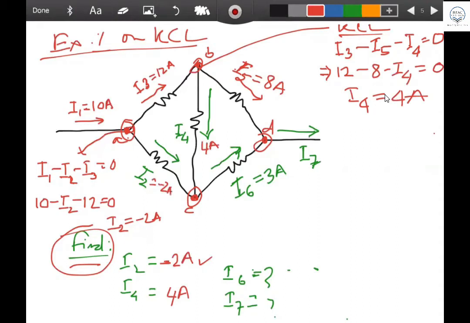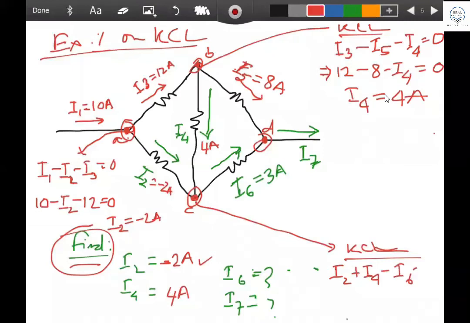Good. Now C and D, these are the two. I'm going to go to C. If I go to C, what is the KCL here? At C: I2 plus I4 minus I6. Good. Excellent. I2 plus I4 minus I6 equal to 0. Anybody got a question? Tell me. Good. And I2 equal to what? I2 value?